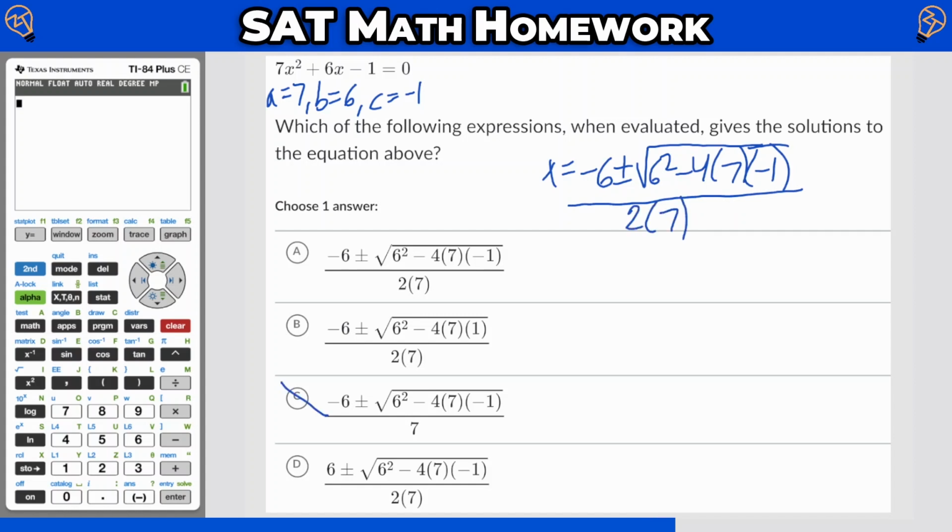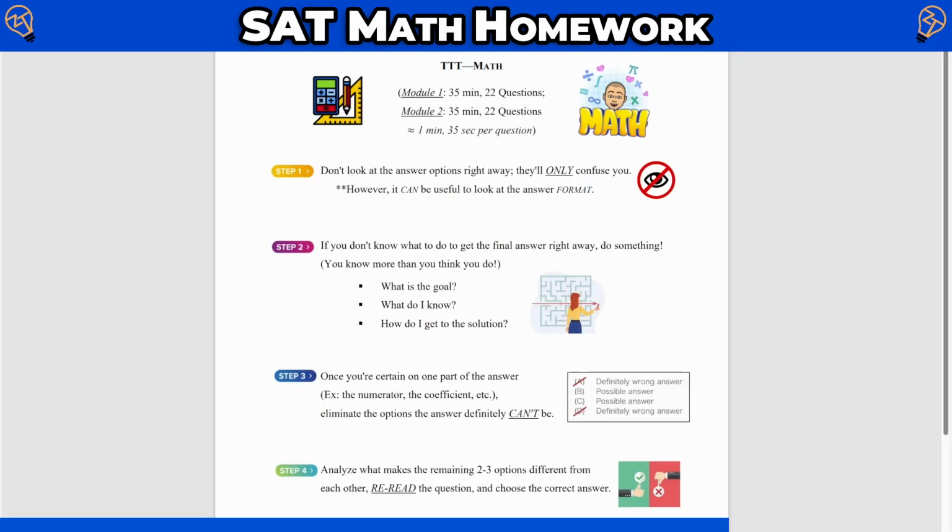I'm going to eliminate c. That's a pretty quick one to get rid of. I know it should be negative 6 for the first term, so I'm going to go ahead and eliminate d because they have a positive 6. So notice what we're doing here. We're very much incorporating the different strategies from our Triple T document.